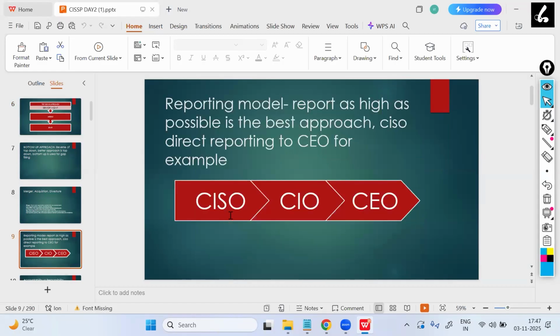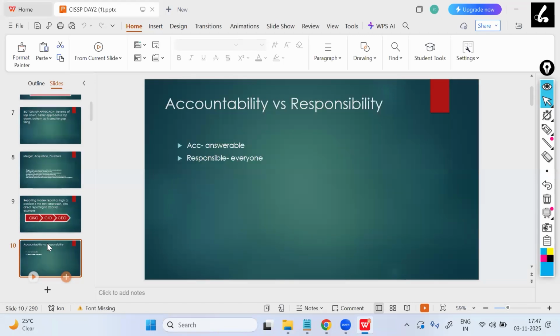So the reporting model is CISO, CIO, CEO. But if a CISO can report to the CEO, that is the best approach. This is a simple concept, but you could be asked, okay, so and so is the company, what do you suggest, whom should the CISO report to in such a situation, or what should he do?